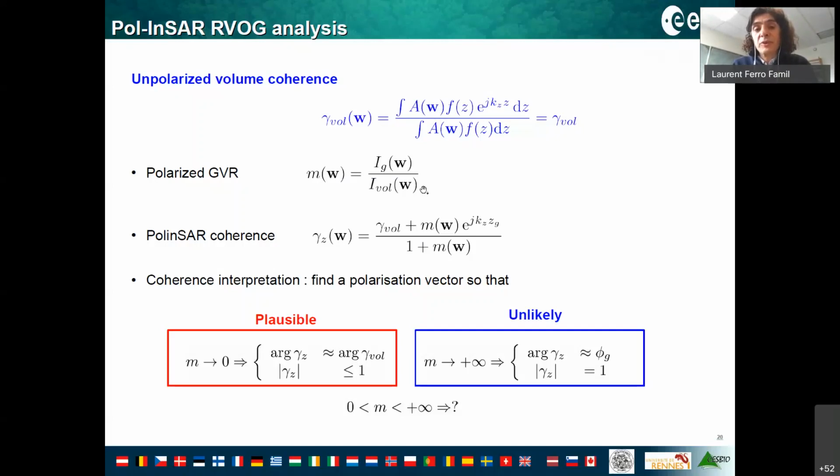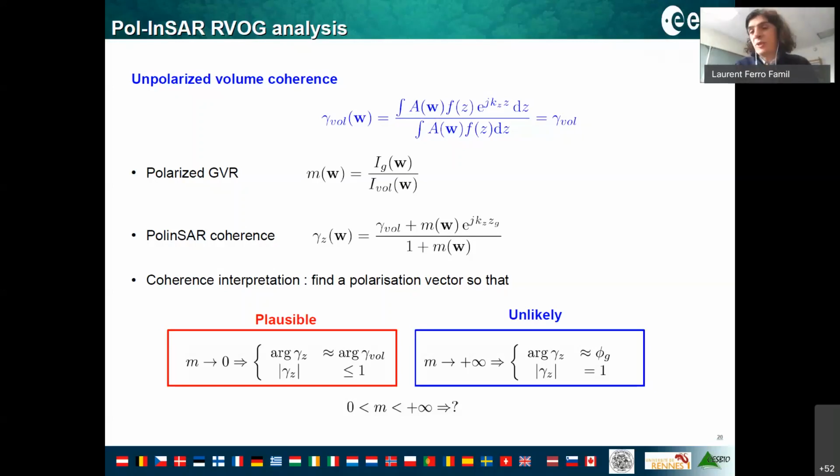And of course, the ratio of the intensities from the ground and from the volume is a function of polarization, and this is what you want to use. So you want to look for a polarization for which the response of the ground is equal to 0. We know that this is plausible.